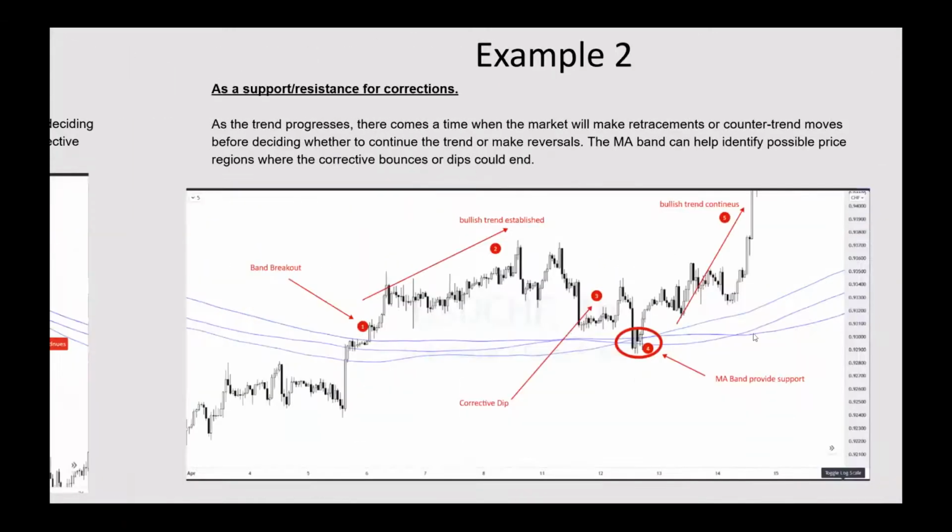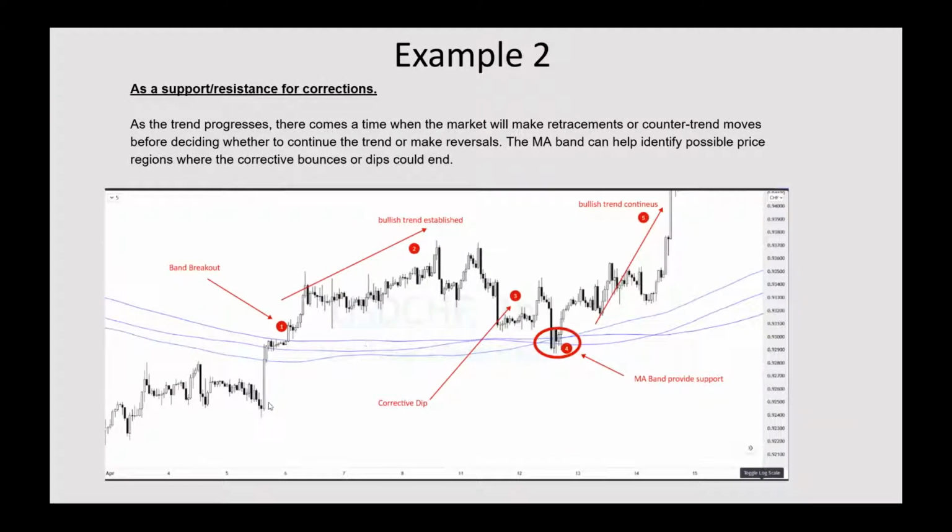The same thing in a bullish market. Price broke above here to establish the bullish trend. The trend gets established, and then we got a correction to the band. The band offers support, and price goes up. So this is where we will have bought this instrument after price gets to this band and goes up. So that is just the foundation of it.